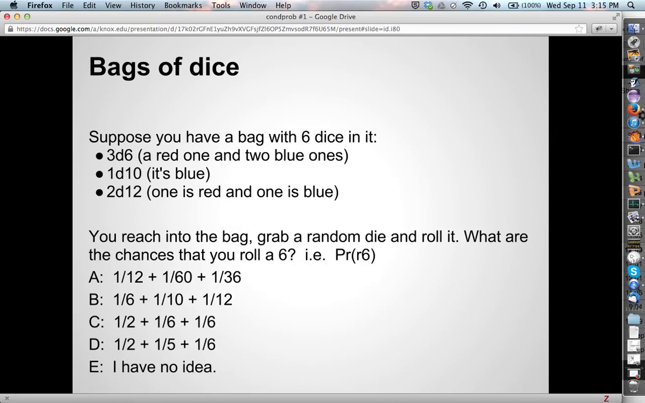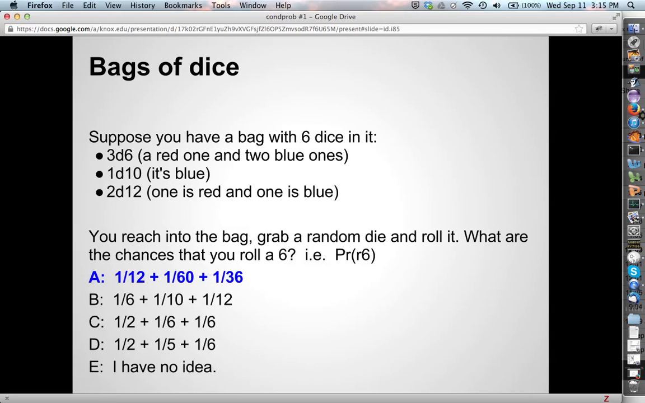Now, you reach into the bag, you randomly grab a die and roll it. Well, what are the chances that you roll a 6? In other words, what's the overall probability of rolling a 6, just by randomly grabbing one of these dice and then rolling it? So I'll go ahead and let you pop over to Moodle and answer this one.